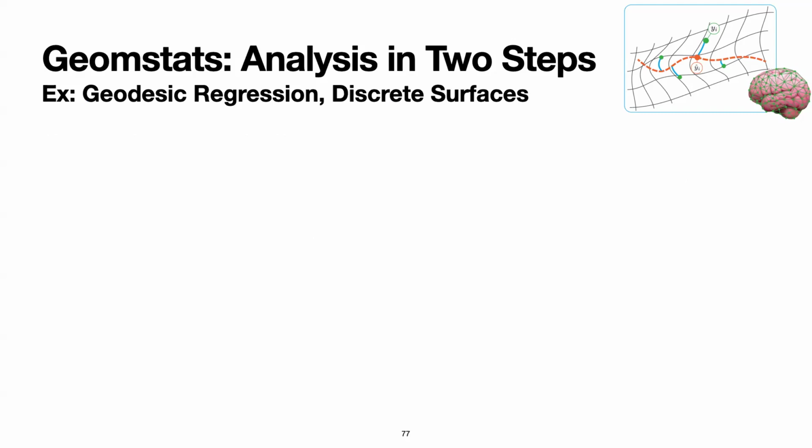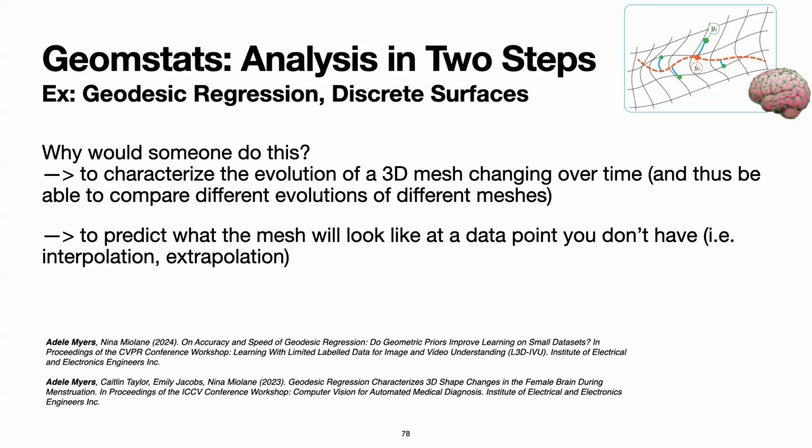So geodesic regression in 2 simple steps. Why would someone do this? We just went over a lot of reasons, but to characterize the evolution of a 3D mesh changing over time, and thus be able to compare different evolutions of different meshes.